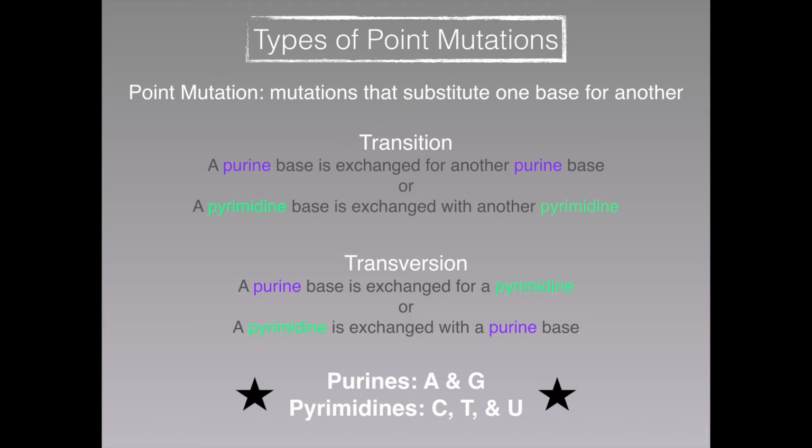Point mutations are mutations that substitute one nucleotide base for another. Transition mutations are when a purine base is exchanged for another purine, or a pyrimidine base is exchanged with another pyrimidine. Transversion mutations are when a purine base is exchanged for a pyrimidine or vice versa. And just for a quick review, purines are the bases A and G, while pyrimidine bases are C, T, and U.